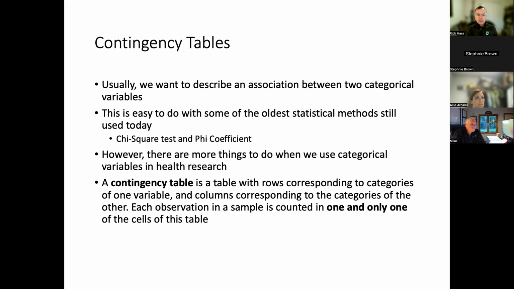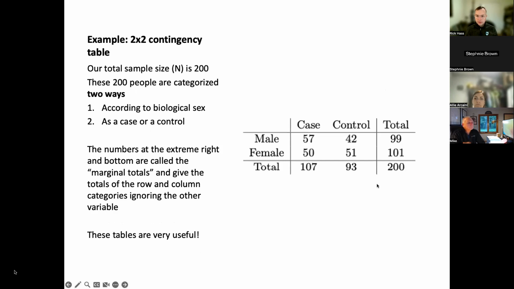So a contingency table is simply just a 2-dimensional table, rows and columns, and each of the cells in the table, and we'll just go ahead and look at one, right? So here's our 200 children. Each cell on the inside of the table represents the number of participants that fell in that cross classification, right? So we have 57 males who have asthma, 42 males that don't, 50 females that have asthma, and 51 females that don't.